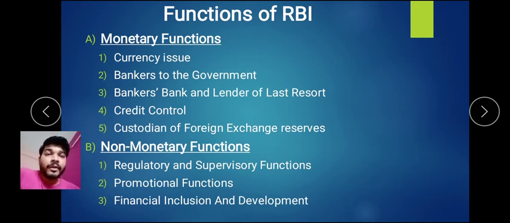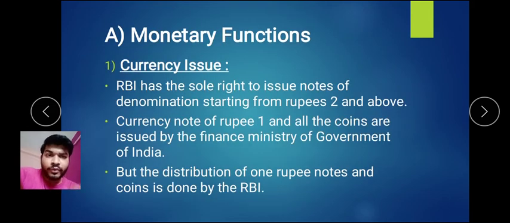RBI has the right to issue currency notes, all notes starting from rupee 2, whereas the rupee 1 note and coins are maintained by the Government of India but under the guidance of RBI. Quickly revising: rupee 2 notes onward are issued by RBI, but notes and coins of rupee 1 are handled by the Finance Ministry of the Government of India, under the RBI only.